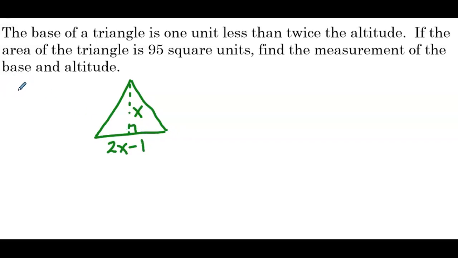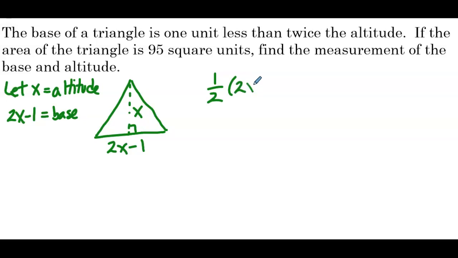So we'll create our let statement. We'll let x define the altitude, and then 2x minus 1 will define the length of the base. They tell us the area of the triangle is 95 square units. So the area of a triangle is 1/2 base times height. So we have 1/2 times the base times the height, and that's 95.